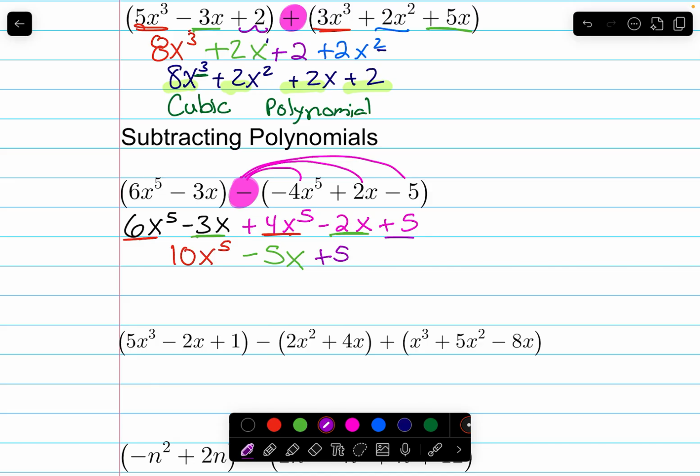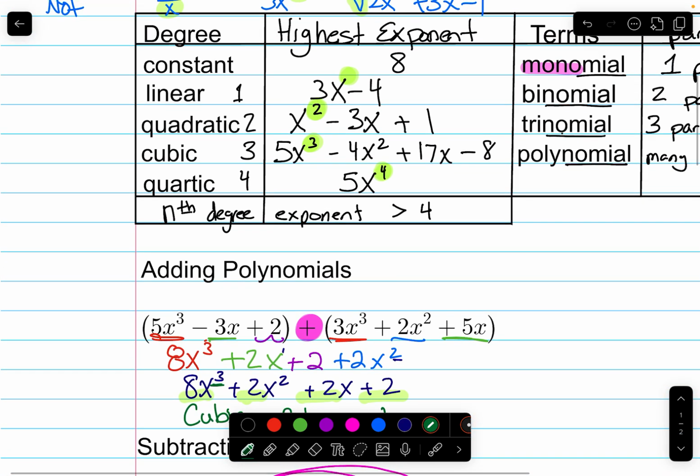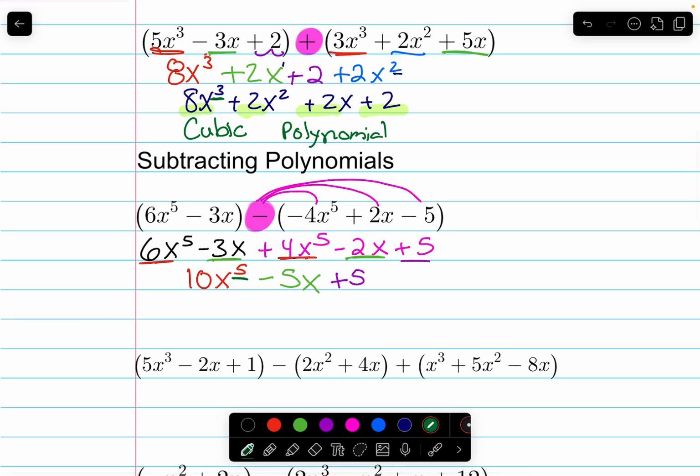Okay, so the highest degree I see here is this 5. Now, let's go back to our table. All right, we had constant, linear, quadratic, cubic, quartic, and then the nth degree. That's when the exponent is higher than 4. So for nth degree, we're not going to call it n. We're actually going to call it a 5th because that's the highest exponent. It lets everybody know the highest exponent was 5. How many parts do I see? I have 1, 2, 3 parts. So we're going to call that a trinomial.